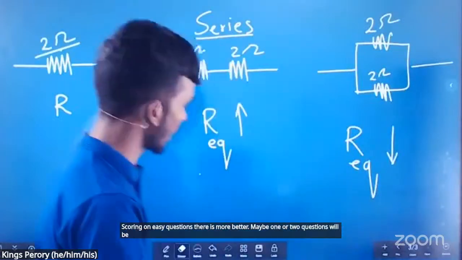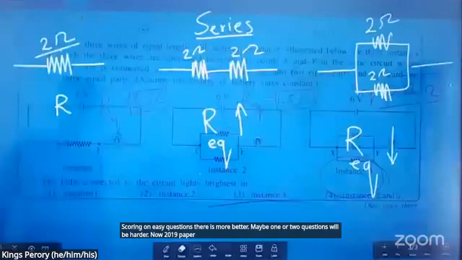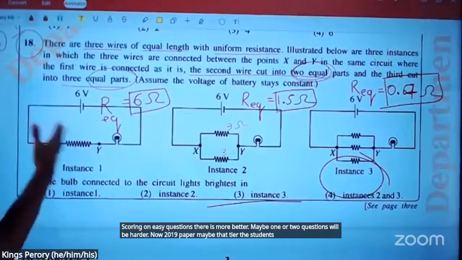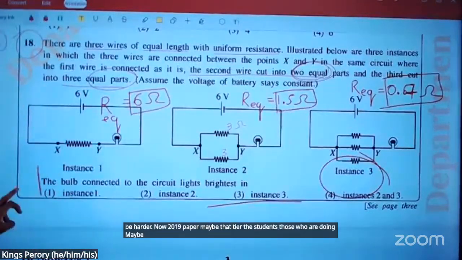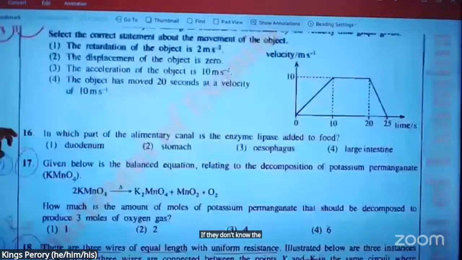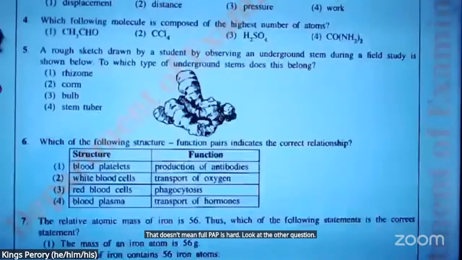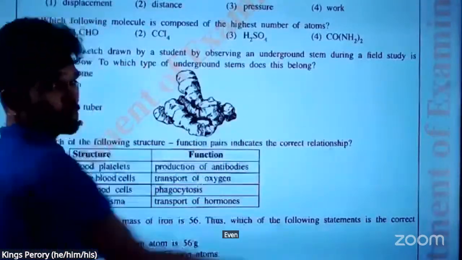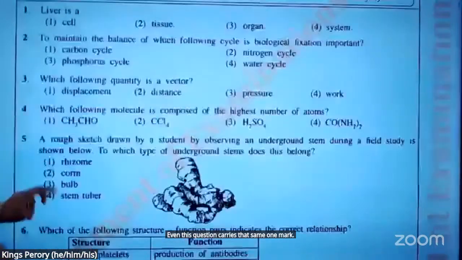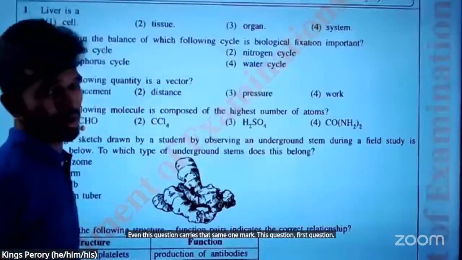Now the 2019 paper, maybe the students who were doing it that year would have felt this question hard if they don't know the logic. That doesn't mean the full paper is hard. Look at the other question. Even this question carries that same 1 mark. The first question carries that same 1 mark.